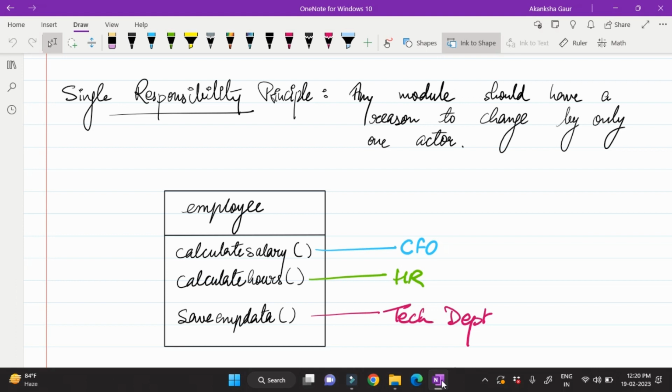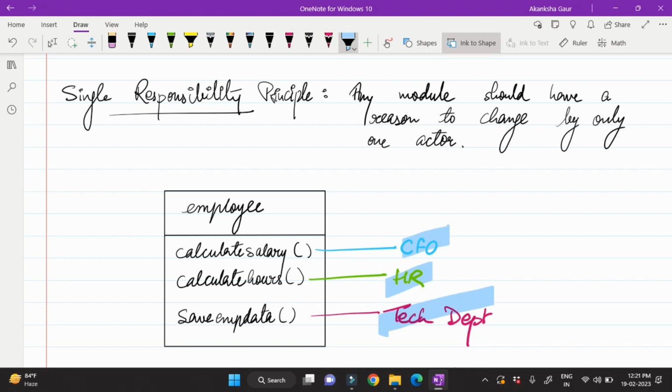Now there's this example of a class called Employee, and this Employee has 3 different methods. The first method is the calculateSalary method, and this is being used by the CFO of the system. Then we have the calculateHours method, and this is being accessed by the HR. Lastly, we have the saveEmployeeData method, and this is being accessed by the technical department.